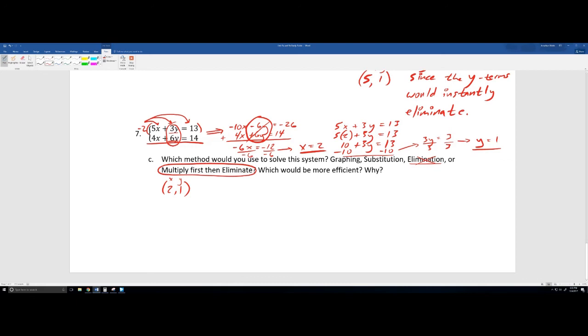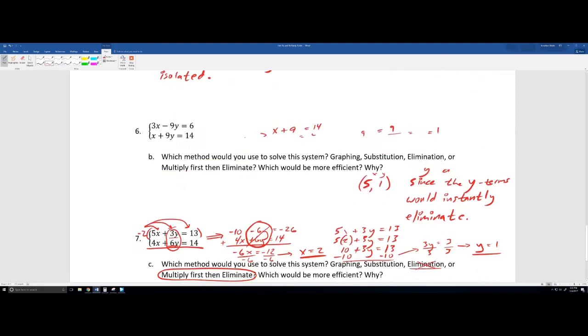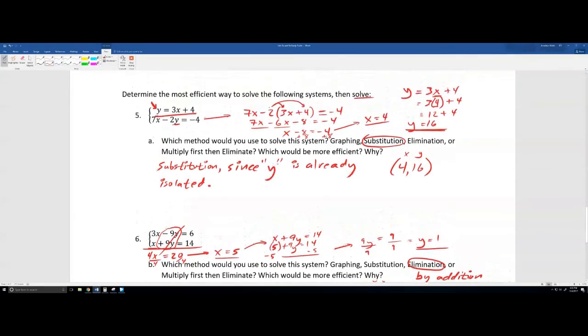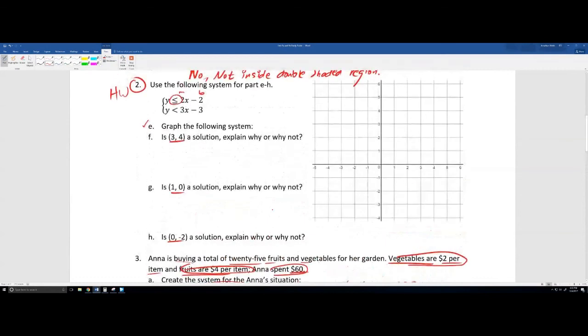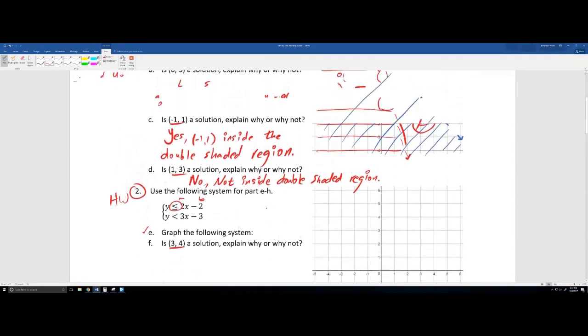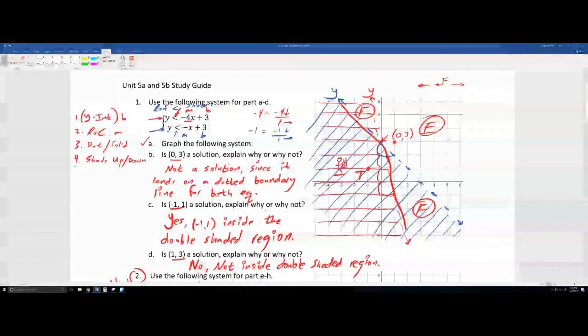All right, guys, so that was the end of the study guide. Again, know how to solve in all the different ways, even by graphing. And then, yeah, so again, remember solutions and all that jazz.